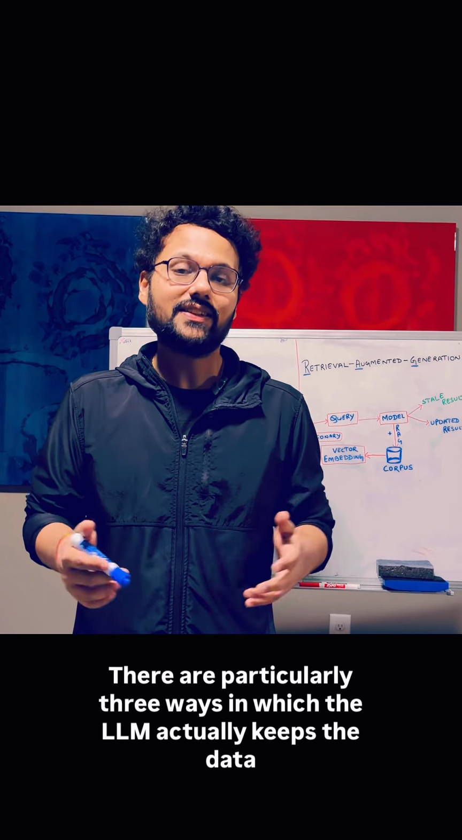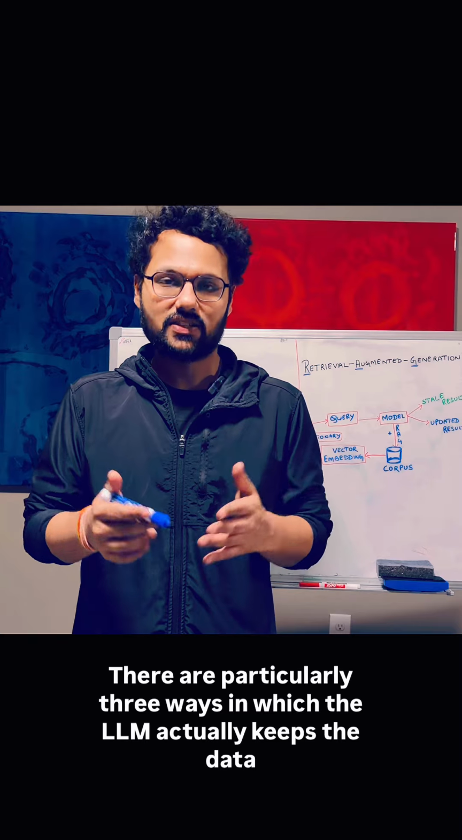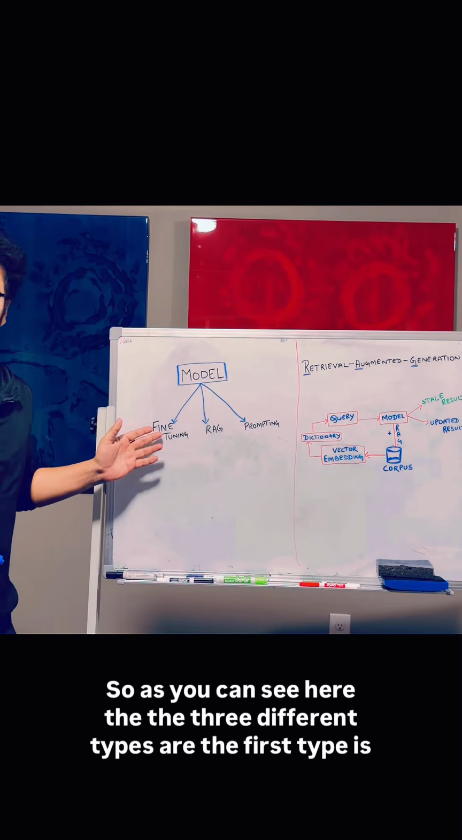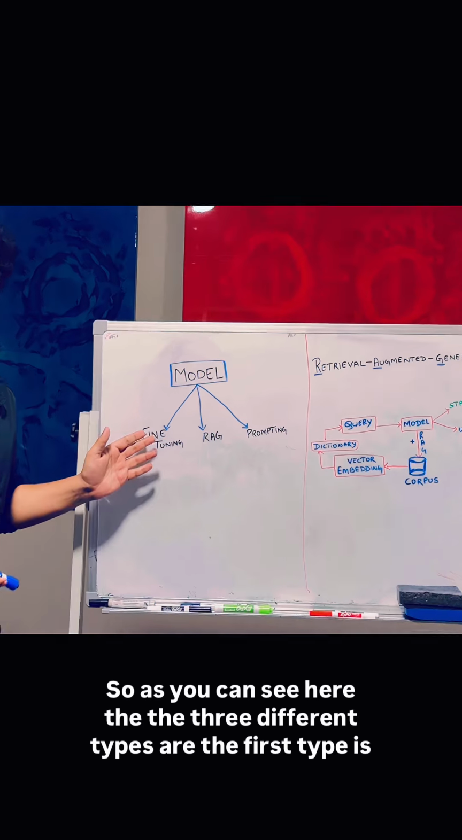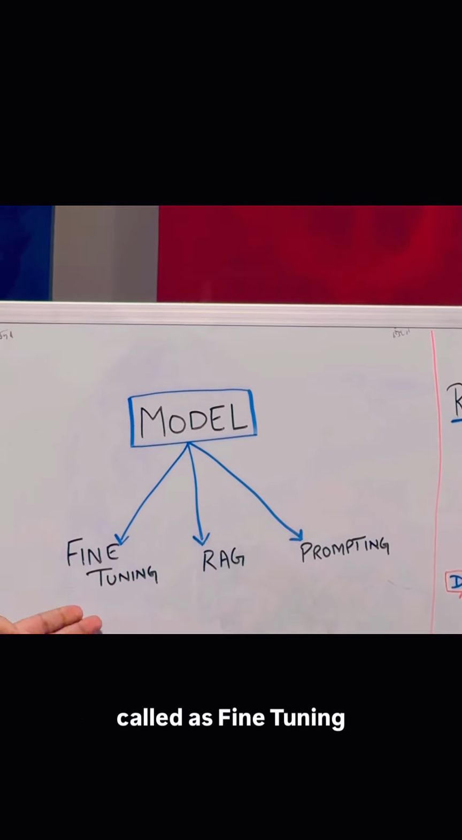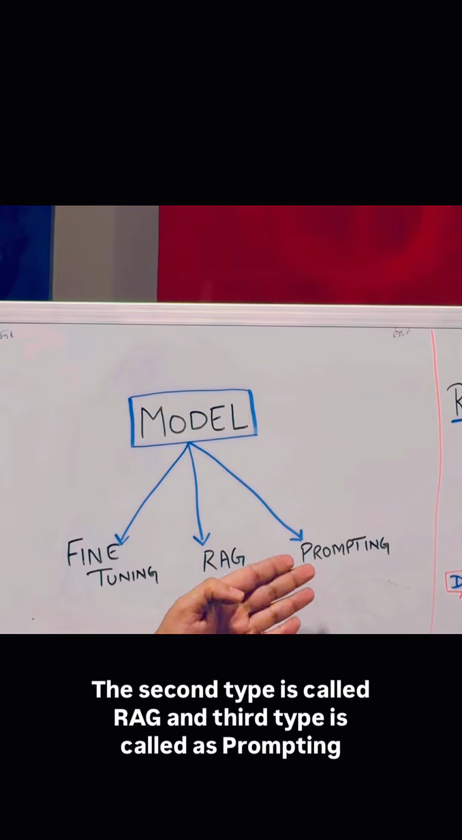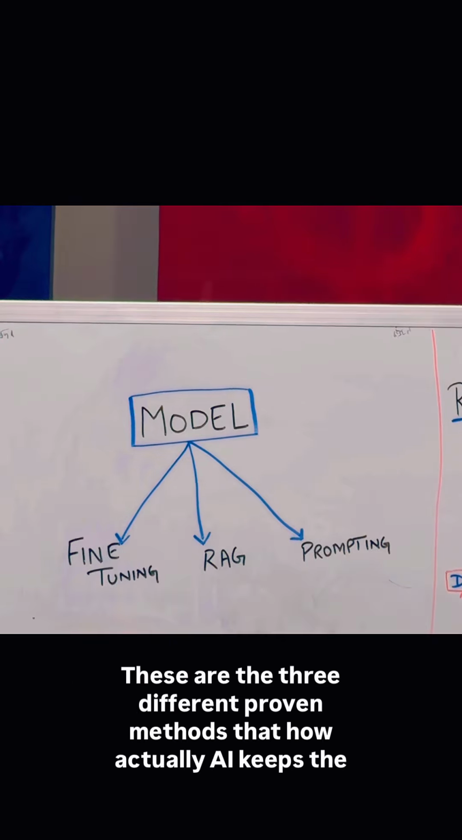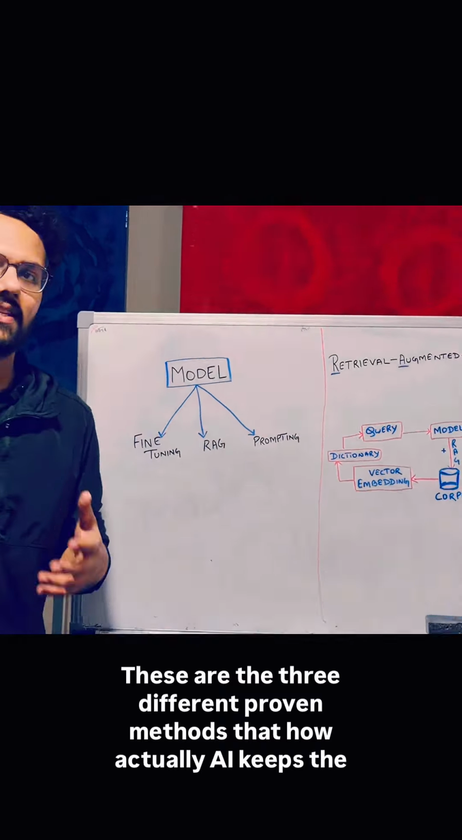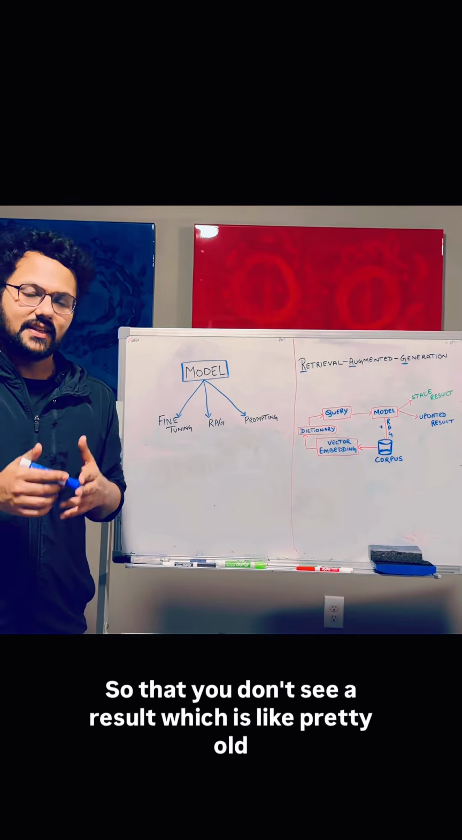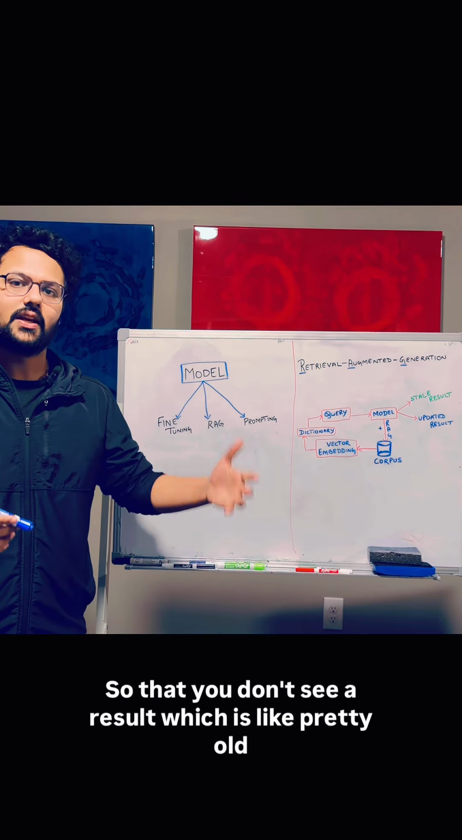There are particularly three ways in which the LLM actually keeps the data updated. So as you can see here, the three different types are: the first type is called fine tuning, the second type is called RAG, and the third type is called prompting. These are the three different proven methods of how AI keeps the data updated so that you don't see a result which is pretty old, right?